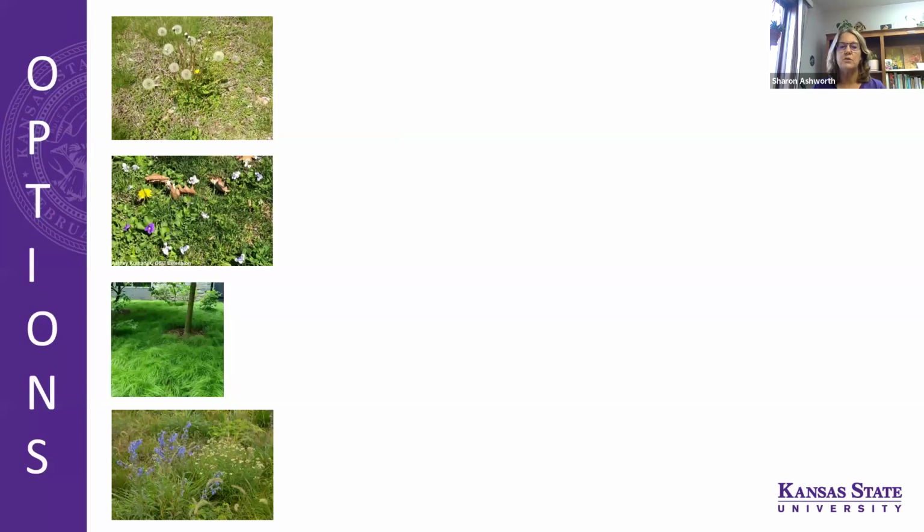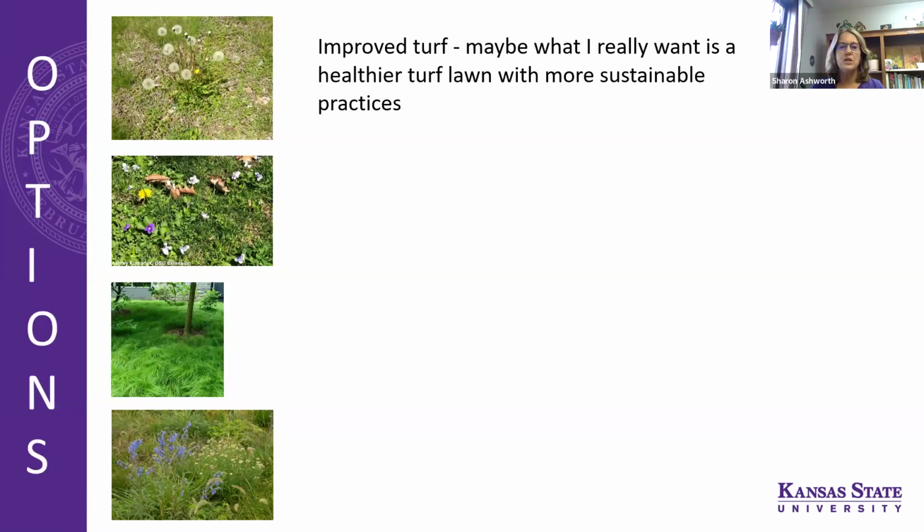So let's think about those options we have. First we'll talk about improved turf. When I talk to people about changing up their lawn practices, I try to suss out what it is people are really looking for. I ask them what they're really envisioning by a low input lawn, low with fewer resources devoted to the lawn. Sometimes what people really want is just improved turf. They want a healthier lawn with more sustainable practices. That's what they really want and need.